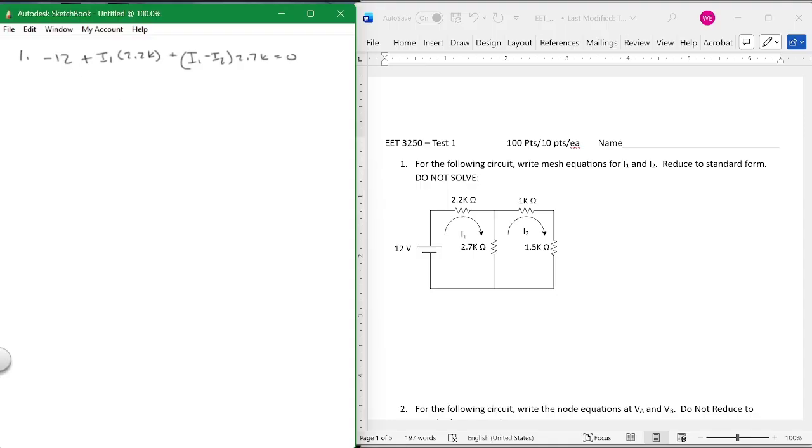The second equation: you start in the lower left-hand corner, it is what? (I2 minus I1) times 2.7k, plus, and you can lump these together if you want to, 1k plus 1.5k, or you can just say 2.5k times I2 is equal to 0. Any questions about that? Now, the rest of it is standard form. All right? Standard form is where you put the I1s, the I2s, and then any questions about that?